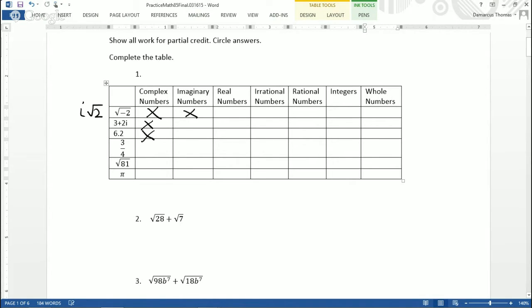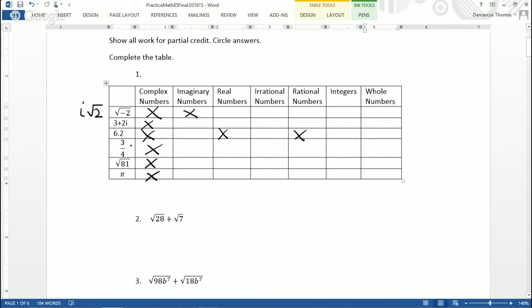6.2 would be considered complex, real. It's rational because it's a terminating decimal, and it is not an integer because it's not a whole number. It's 6 and 2/10, or 6 and 1/5, and so it's not an integer and it would not be a whole number. Again, the complex numbers contain all of the reals and all of the imaginary numbers, and so all of these numbers that we'll deal with are complex.